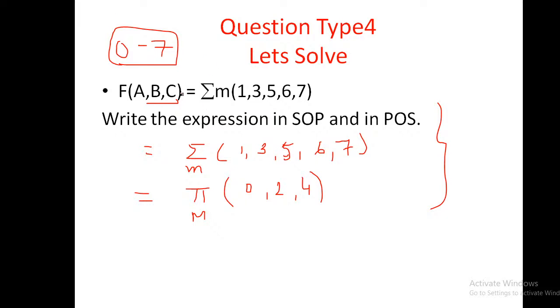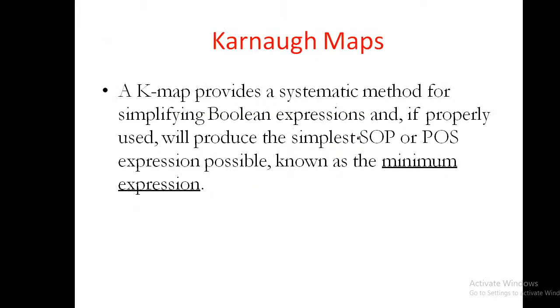Is it clear to you, or shall I repeat it? It's not 5, you see 5 is also present. So we will write 4. 4 is not present in the SOP term, so we will check which values are missing. I think it is clear now.